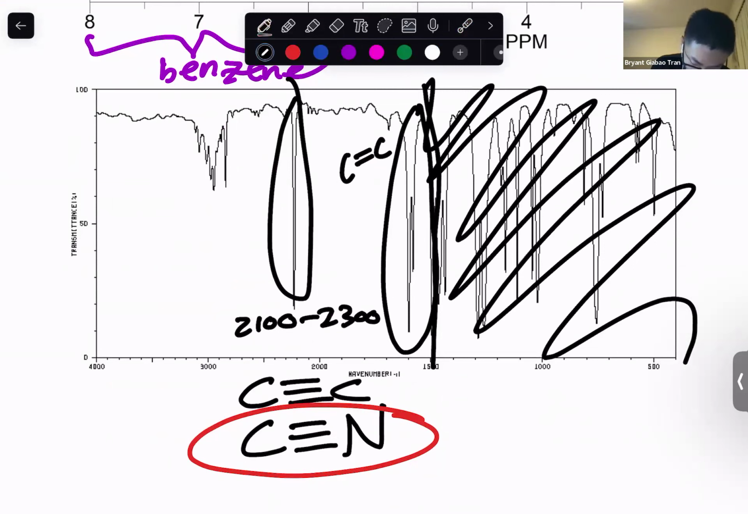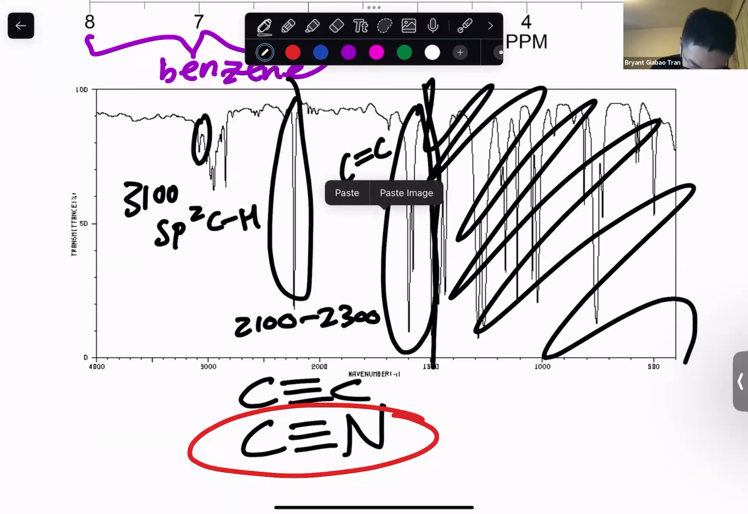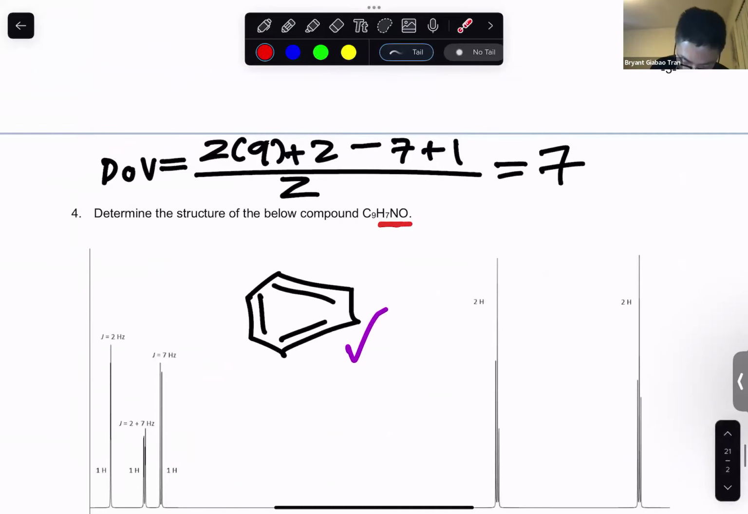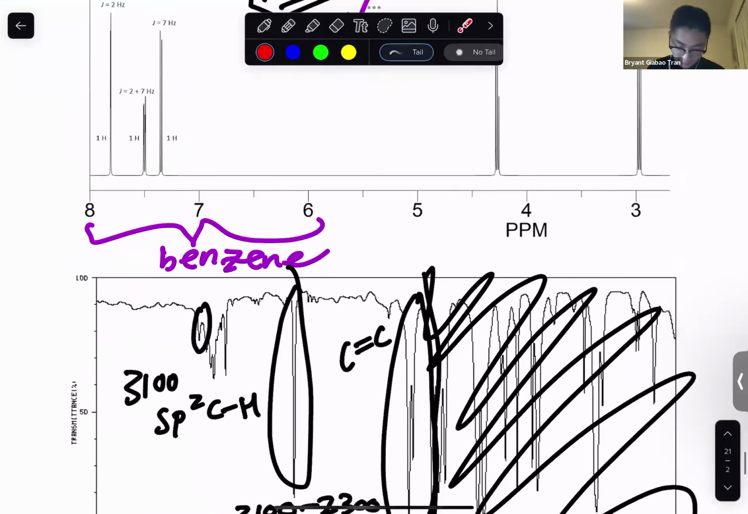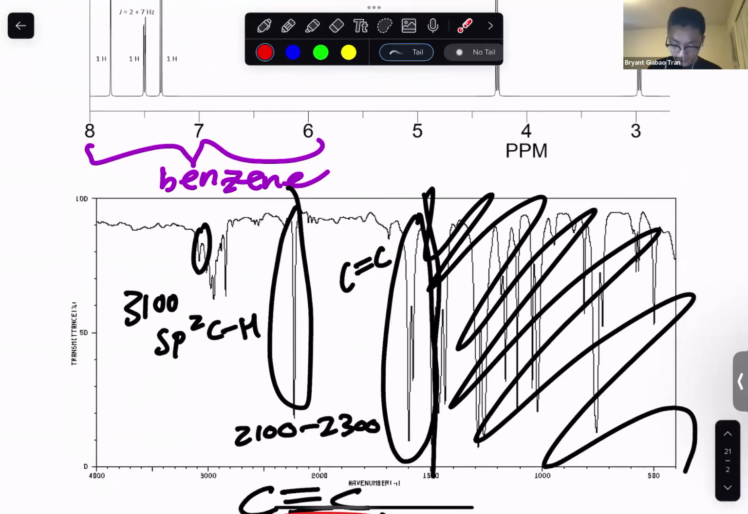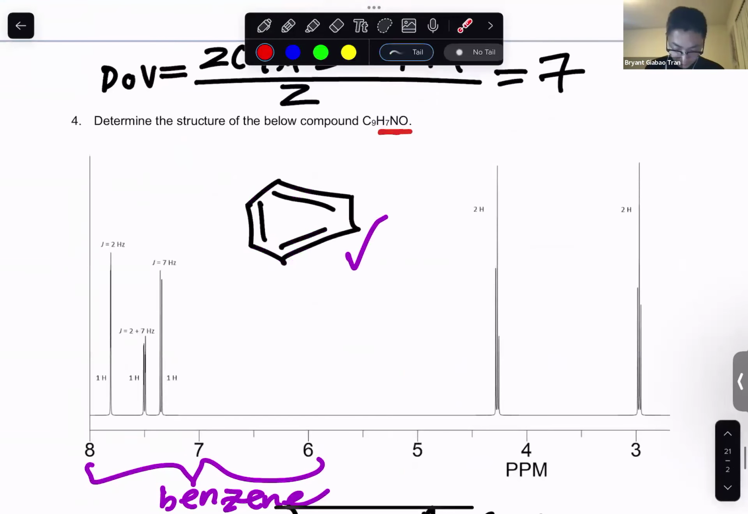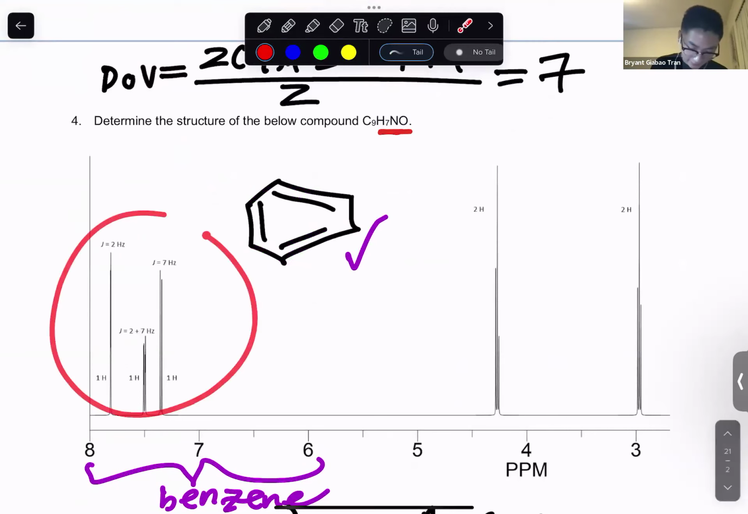And then the 3000 region, that's the normal peak where you could say that that's the 3100 sp2 C-H, which are going to be the hydrogens of the sp2 carbons here, right? So those are the important information for the IR. Now let's look at the J values.